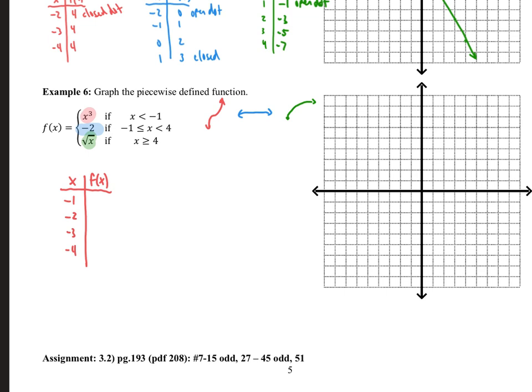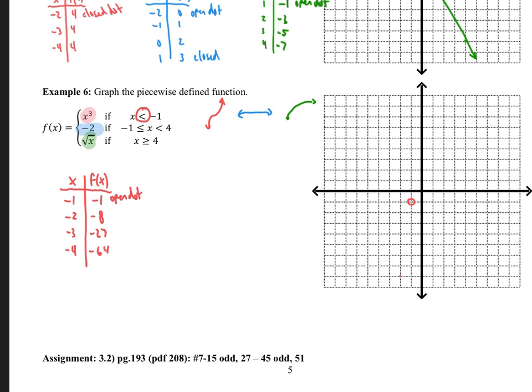Well, since this is a cube function, I'm not going to be able to use very many of these. Negative 1 cubed is negative 1, negative 2 cubed is negative 8, negative 3 cubed is negative 27, and negative 4 cubed is negative 64. So I'm only going to plot a couple of these. Again, since this is not an equal to, that gets an open dot, open circle. So -1, -1, I get a big open circle, and then -2, -8, I get a point.